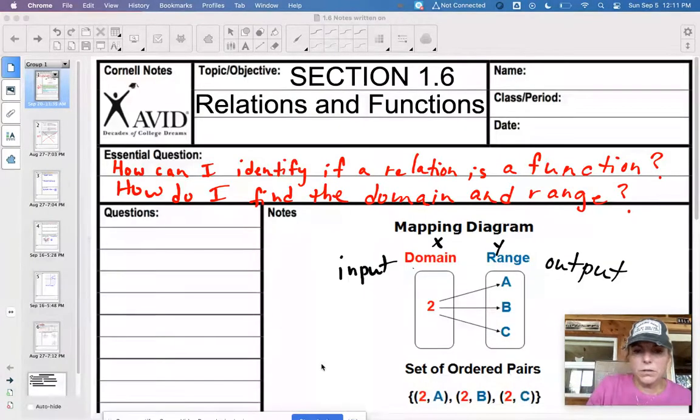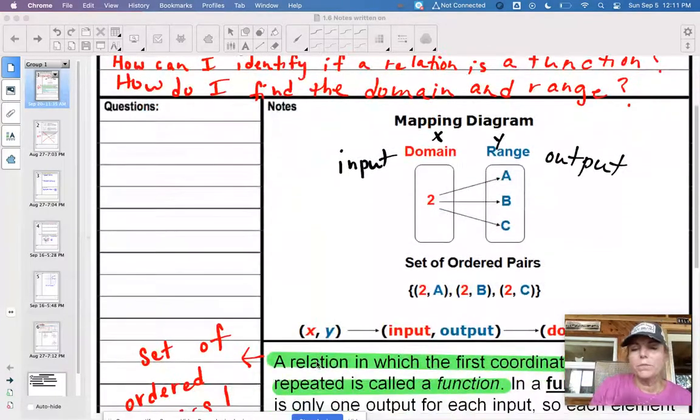Scrolling down here, there we go. So we're going to start talking about a mapping diagram. I'm going to refresh your memory on domain and range. Domain always goes with the X value and is called the input. Range goes with the Y value and is called the output. It generates a set of ordered pairs.